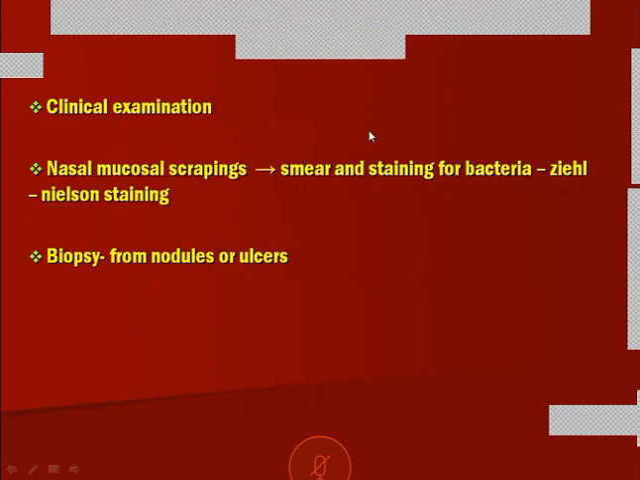The diagnosis is always by clinical examination, then nasal mucosa scrapings, staining by the Ziehl-Neelsen staining, and then biopsy from the nodules or ulcerations.